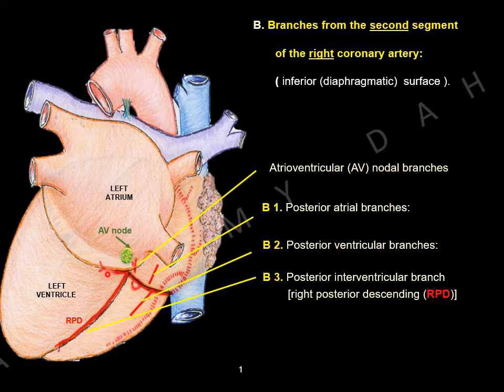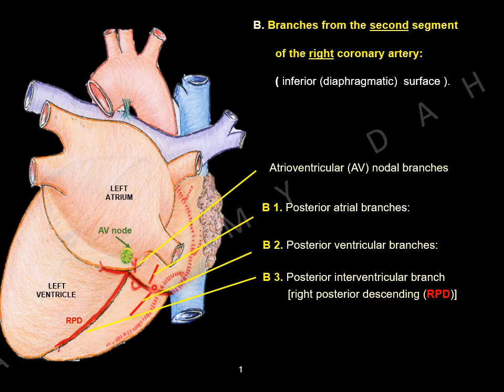And what are the branches given by this second segment, that is the posterior part of the right coronary artery? Very first one is posterior atrial branch, that is supplying to the back of the atrium. Second one is posterior ventricular branches, supplying to the back of the right ventricle. The third one is posterior interventricular branch, which is the biggest one, also called right posterior descending, RPD, along the posterior interventricular groove.